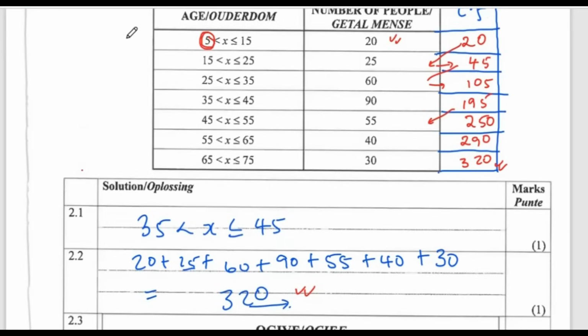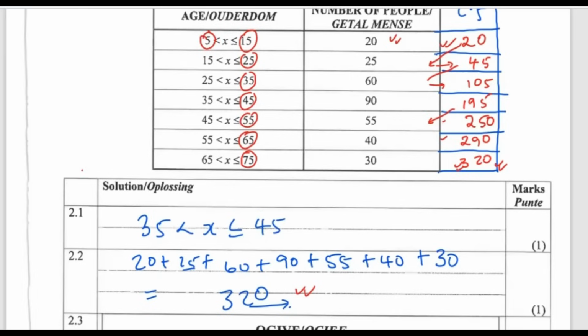No, that's not true. So I'm saying with the cumulative, I'm going to use the upper class boundaries. So I'm going to plot 75 with 320, 65 with 290, 55 with that, 45 with that, and even this 15 must go with the 20. And then I'll just extend my graph to 5.